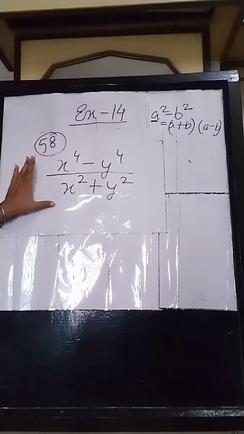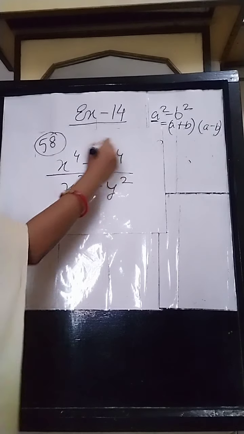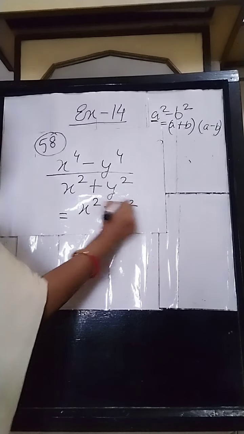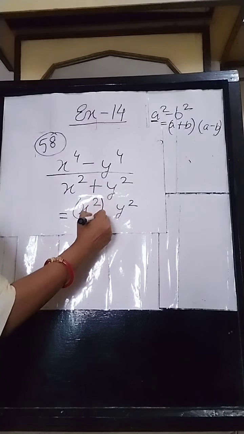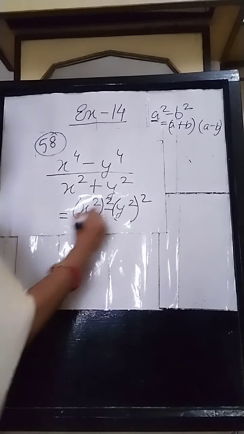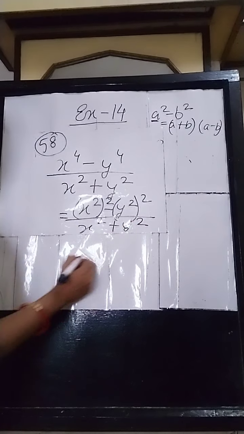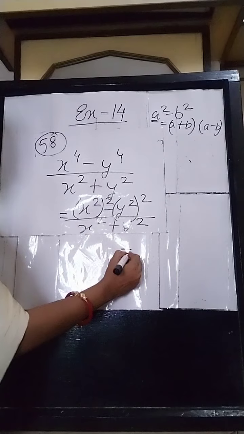What will you do? Simply you will evaluate this. How? You will break x to the power 4 minus y to the power 4, that is x square whole square minus y square whole square, by x square plus y square. The denominator you will write as it is. Now in the next line what will you write?